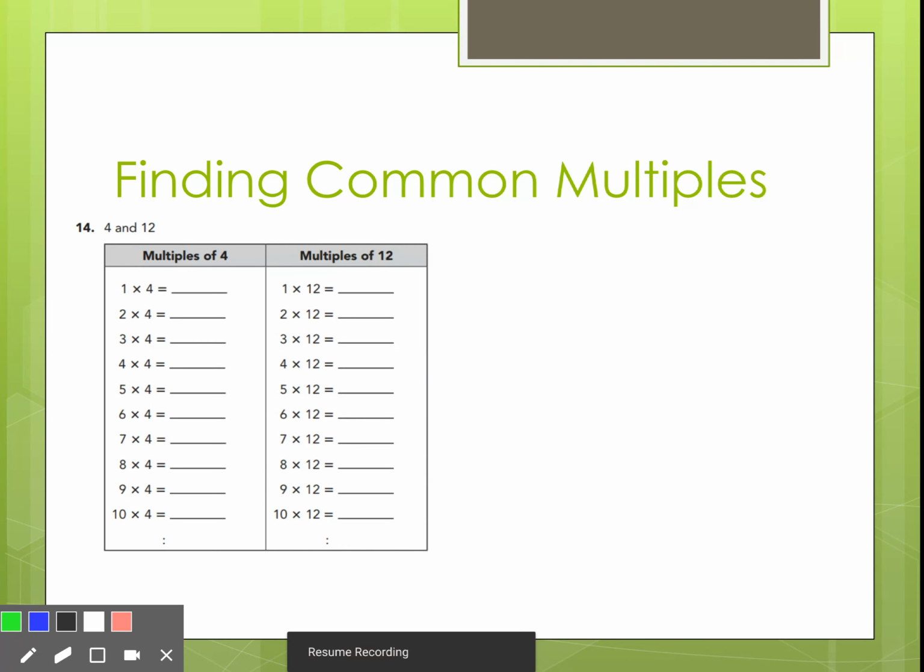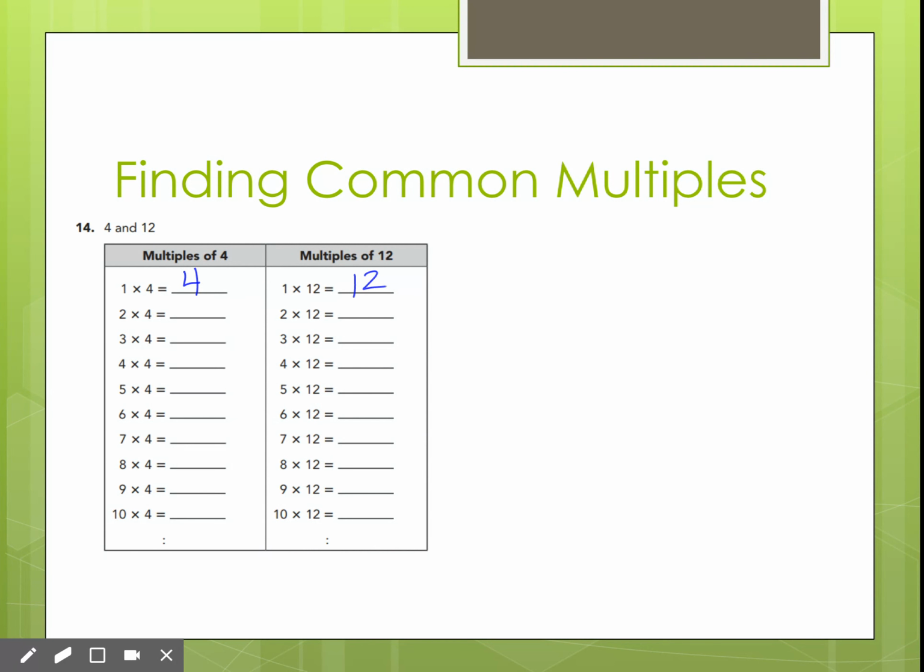So let's practice with finding the first 2 common multiples of 4 and 12. So 1 times 4 is 4. 1 times 12 is 12. 2 times 4 is 8. 2 times 12 is 24. 3 times 4 is 12. Well, right here, I see a match, 12 and 12. So I'm going to write that down.